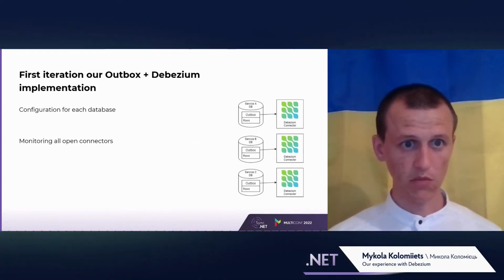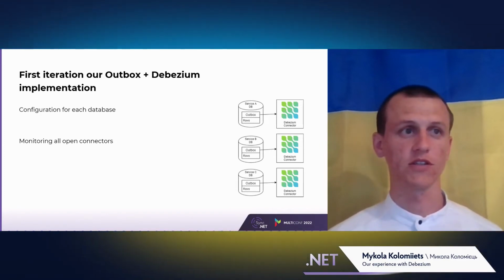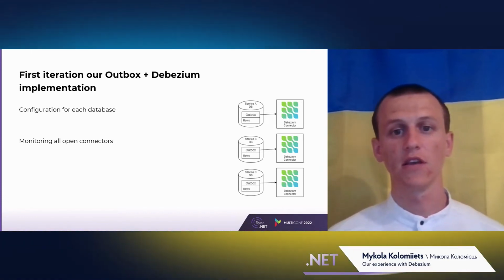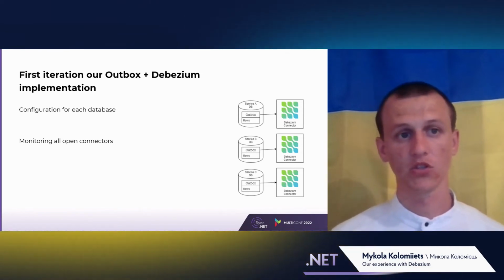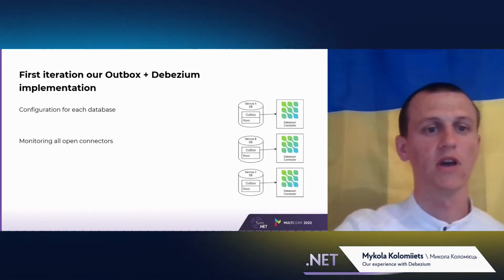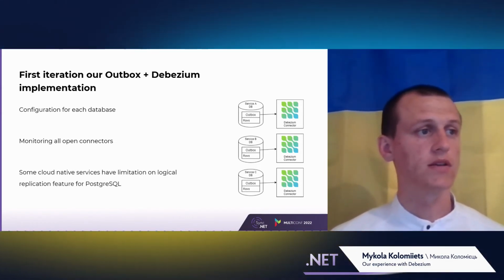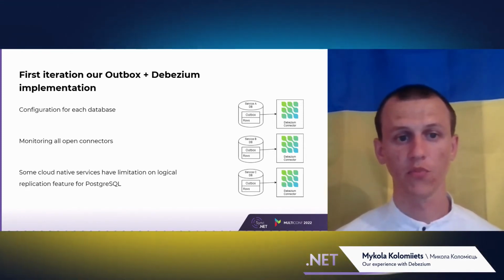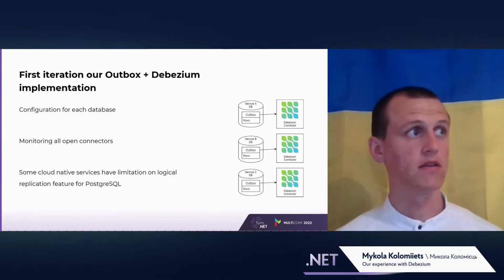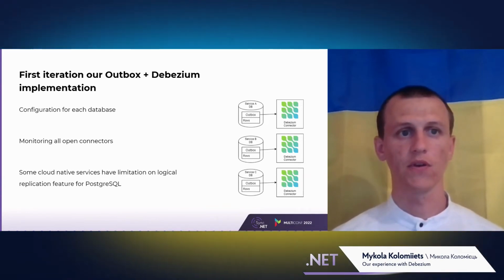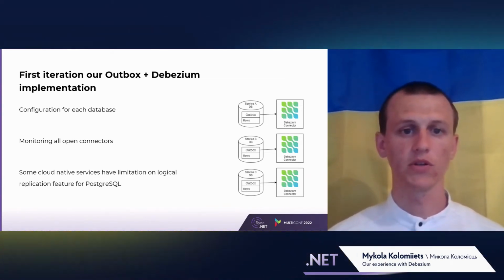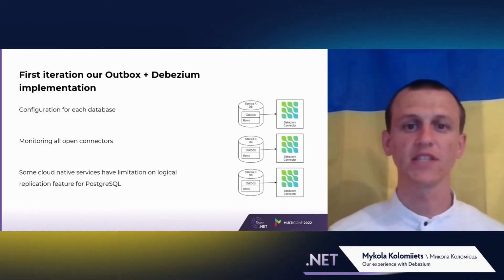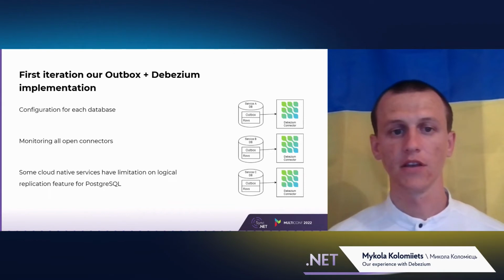You need to make sure that on the environment, all connectors are working fine. Because if some connector is broken, this entity will not be replicated. So it's a very big problem in our system. And the last one: some cloud native services have limitations on the logical replication feature for PostgreSQL. And it tells us that we cannot have a big count of open connectors. Based on this, some connectors didn't send replicated messages.